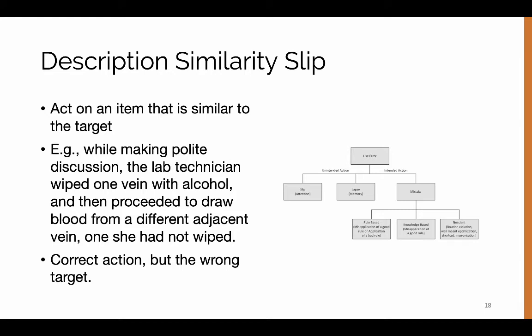Basically, it was the correct action, right? She took blood. It was just from the wrong vein. It was the wrong target. And you can see where that happens. Two things look kind of similar, and basically you act on the wrong thing.